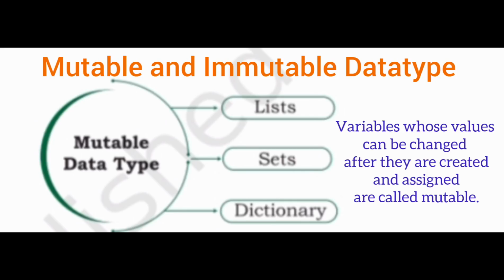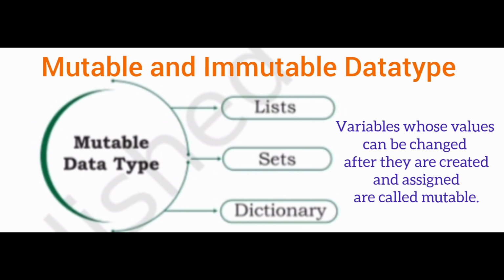Hello everyone. Let us understand what are mutable and immutable data types of Python. As we know, variables are the identifiers which will store values in it. Now, what are these mutable data types?